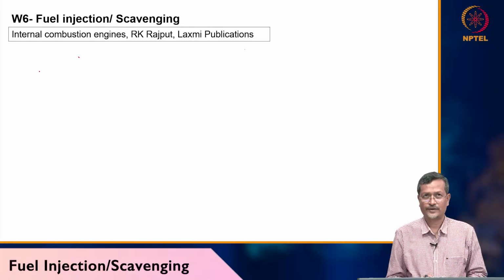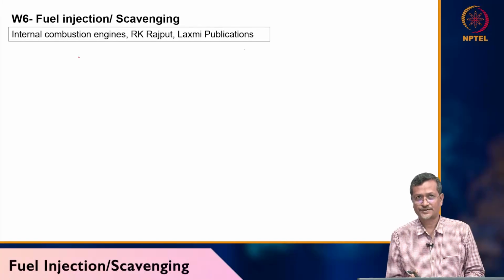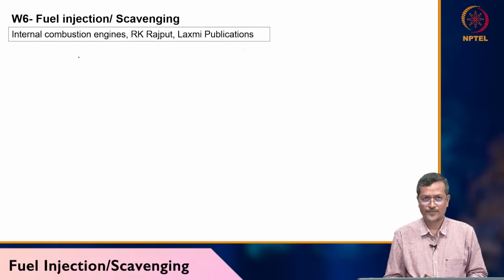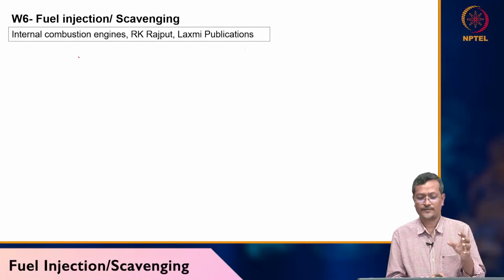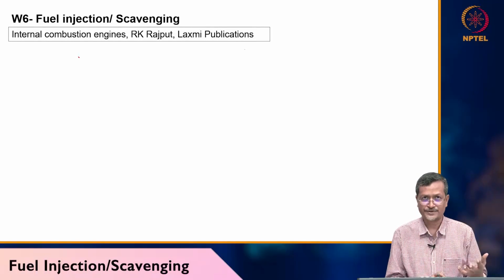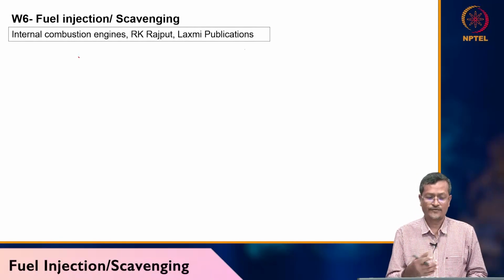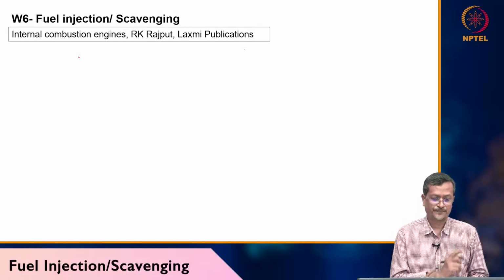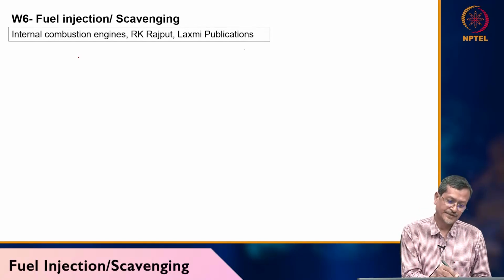Good morning everybody. Today I will start the topic on fuel injector, scavenging and related topics like cam mechanism. This mechanism of fuel injection, scavenging and cam is very important for an IC engine to run smoothly. Otherwise the system will not function properly or will not give the higher efficiency or performance required for our engineering application.